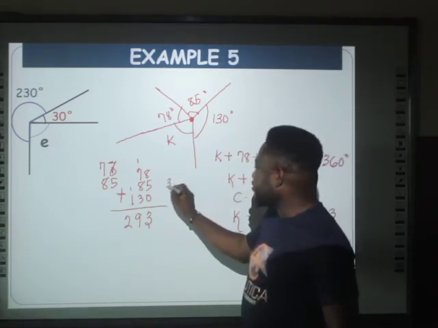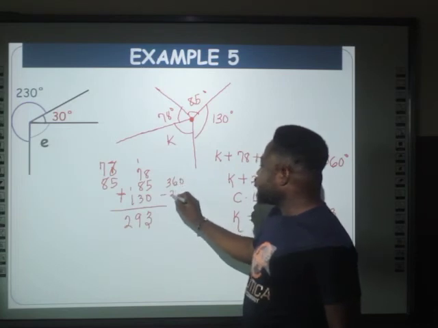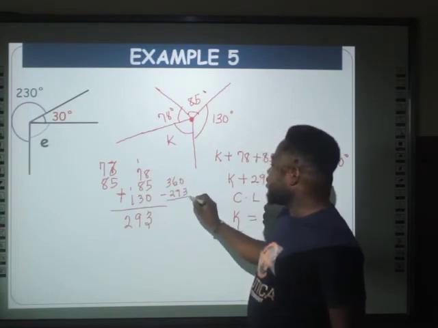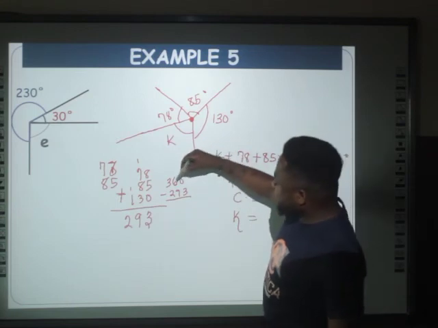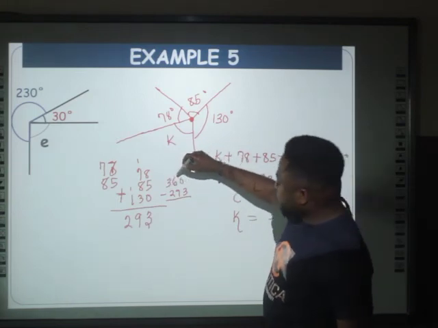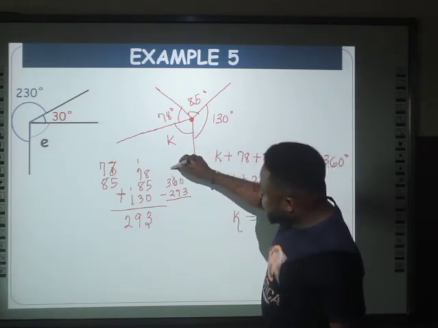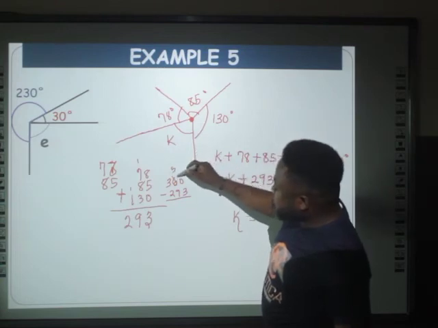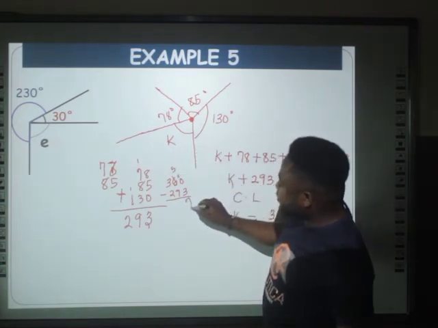360 minus 293. Of course, you borrow 1 from 6. That means what you have left here will be 5. You place the 1 here, becomes 10. 10 minus 3 will give you 7.